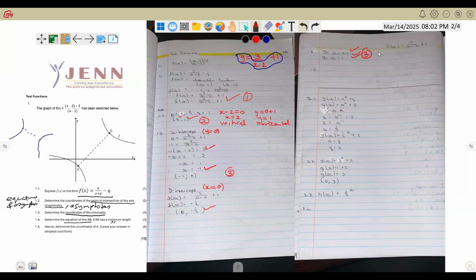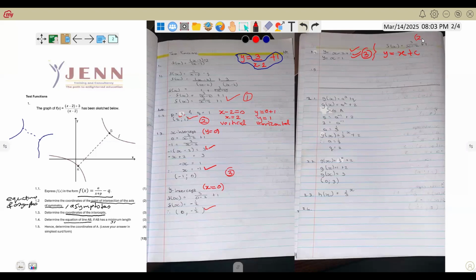Yes, sir. Alternatively, it depends on what you are given. You can just use y is equal to x plus c. That's the general equation of the axis of symmetry having positive gradient. So it means that line, the axis of symmetry, must always pass through the point of intersection of the asymptotes. So it means that line must pass through (2, 1) because we had calculated that point.